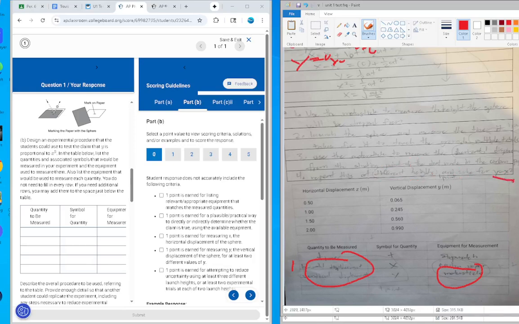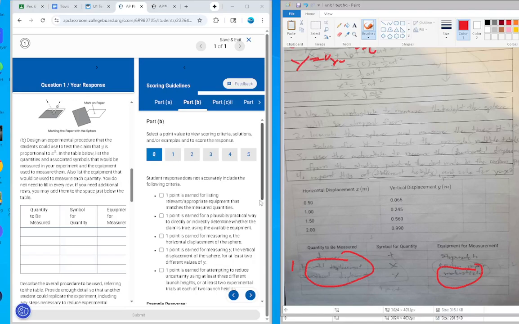solve for y equals x squared, which is basically, the claim was that y is proportional to x squared, so whether it's proportional or not. So if it is proportional, the horizontal squared would equal the vertical. So I got 1 point for right here.